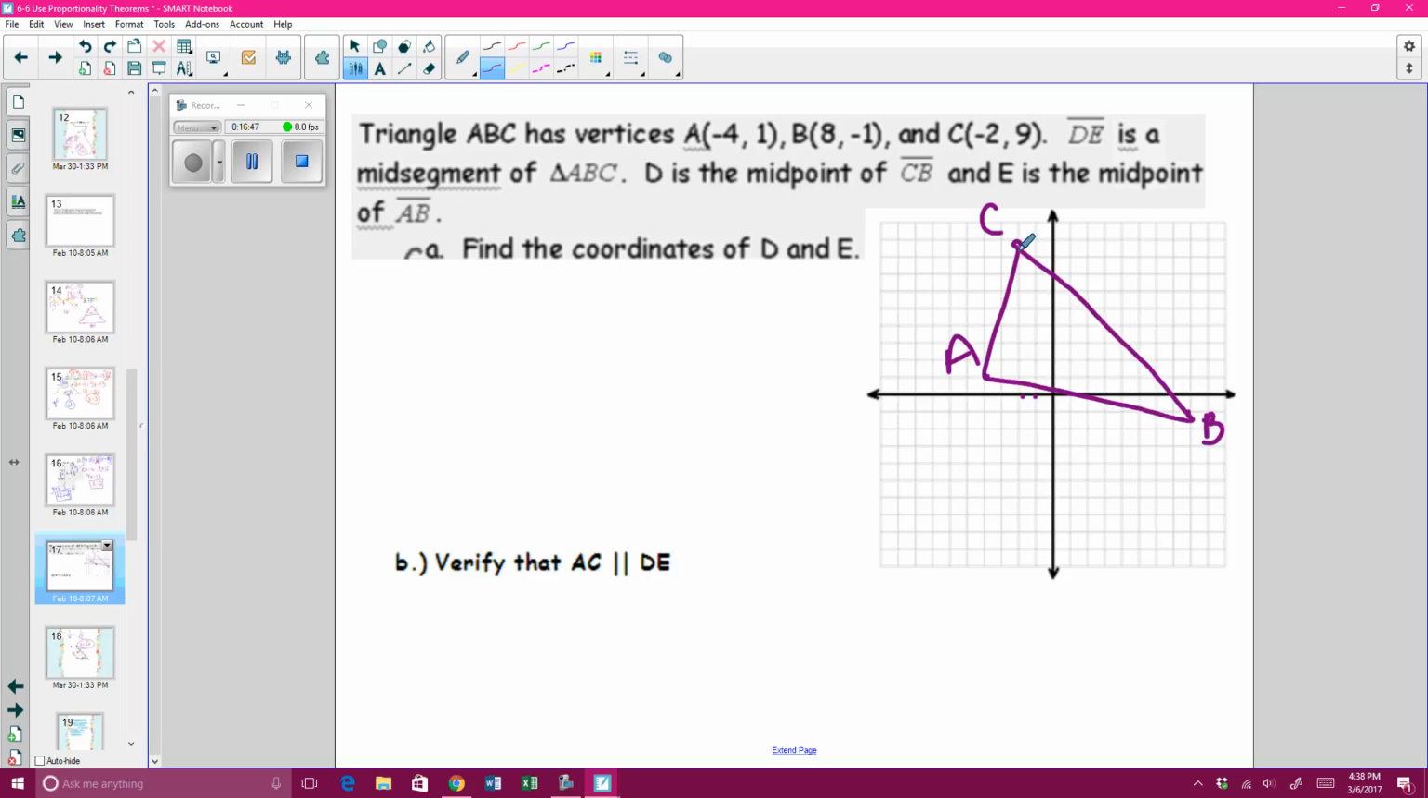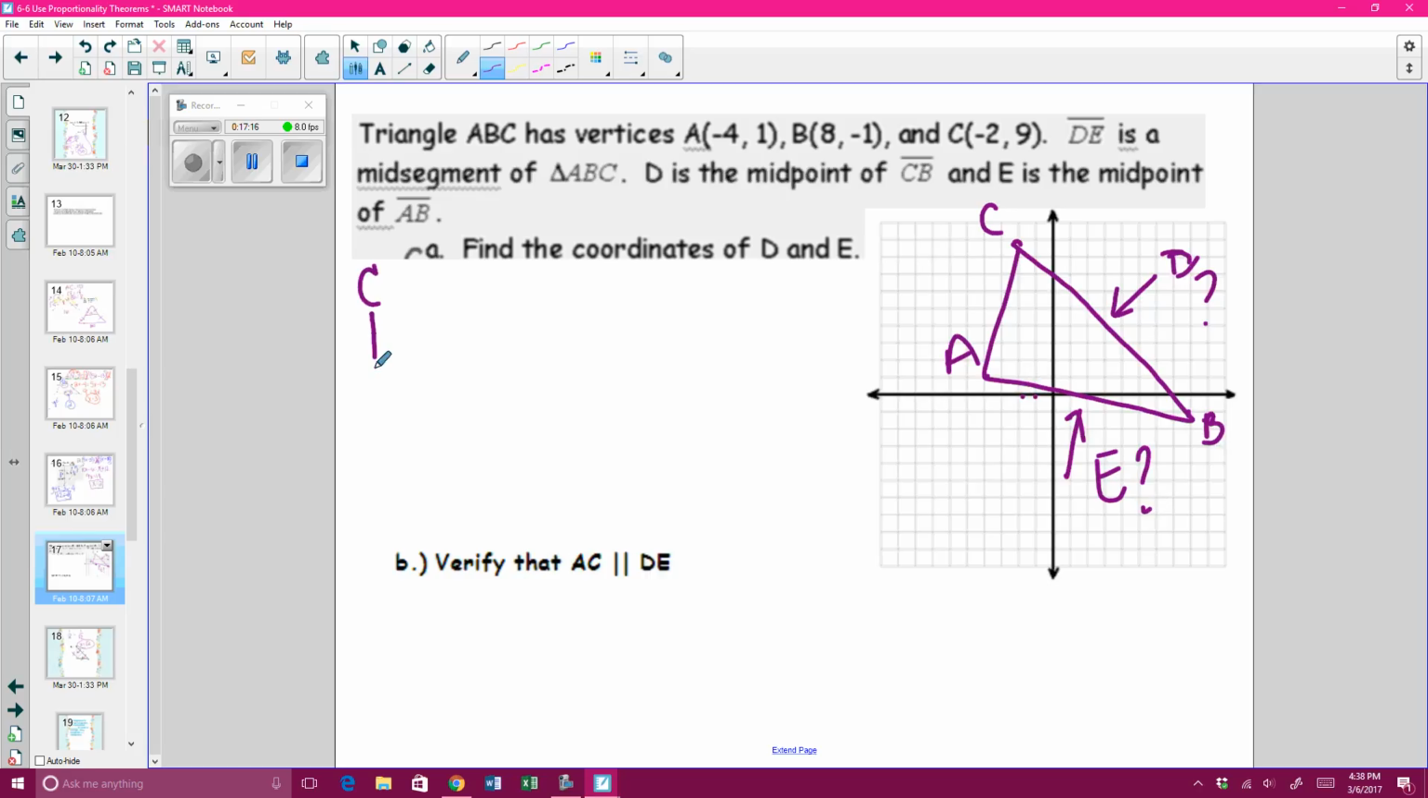So here's my triangle, and we want to find the points D and E, where D is the midpoint of CB, so D should be around here somewhere. And E is the midpoint of AB, so that should be around here somewhere. So remember, midpoint, midpoint, what do? You just add the points together and then divide them by 2. So let's do CB first, so that way we can get coordinate D.